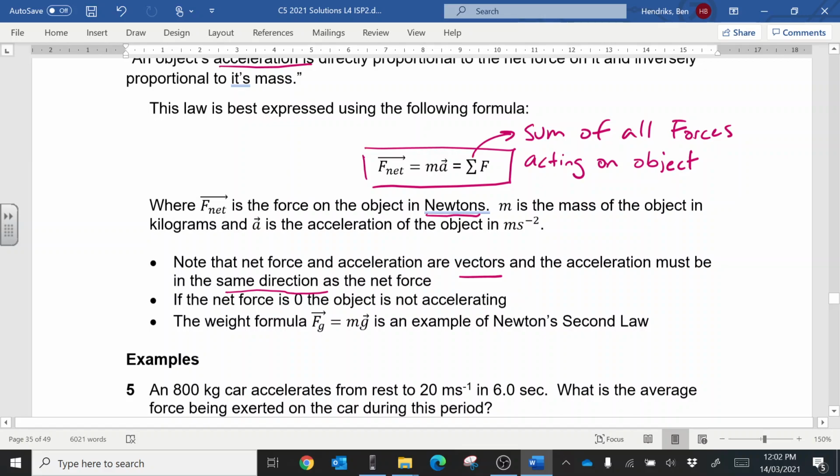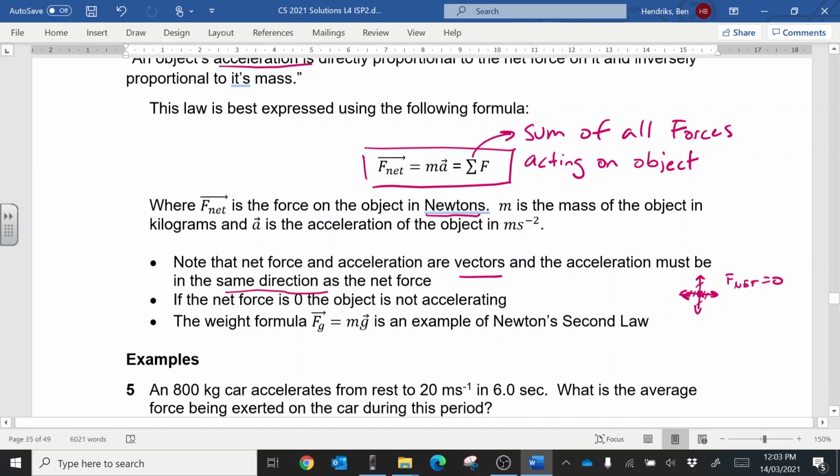If the net force is 0, the object is not accelerating. But it doesn't mean that forces aren't acting on it. You might have a body where all the forces are balanced, so F net equals 0, but it just means that all the forces are balanced. As long as they're equal in the directions that we're looking at, then the forces are balanced. It could still be moving, just not accelerating.